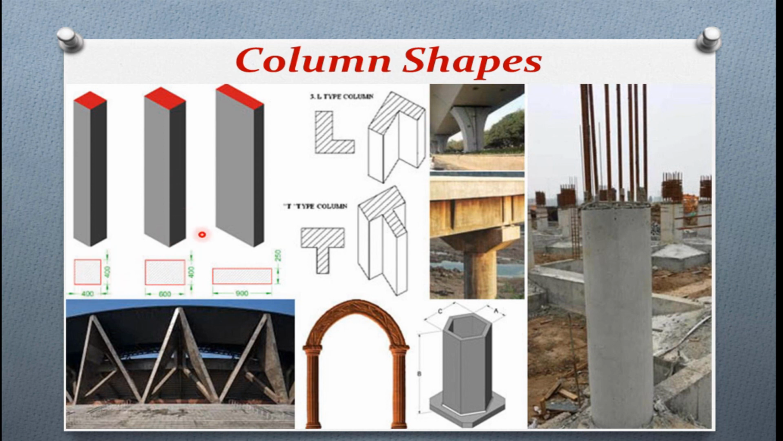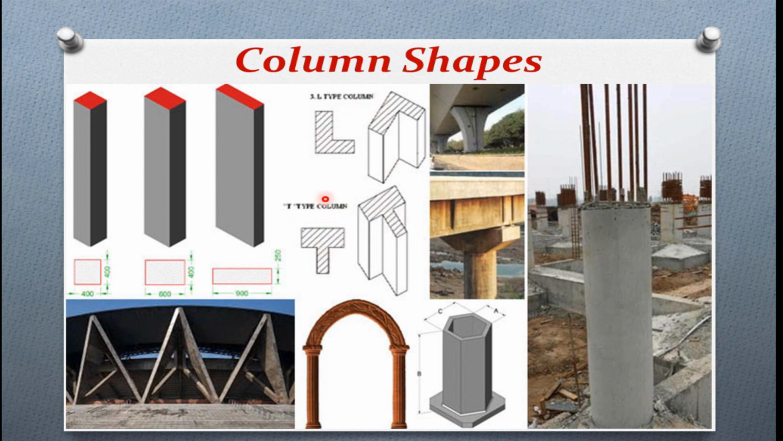And here is the rectangular column. I have shown 2 rectangular columns here, one is 600 by 400 and another one is 900 by 250. The third one is the L type column. You can see it in 3D view as well as cross section. And the fourth one is a T type column.